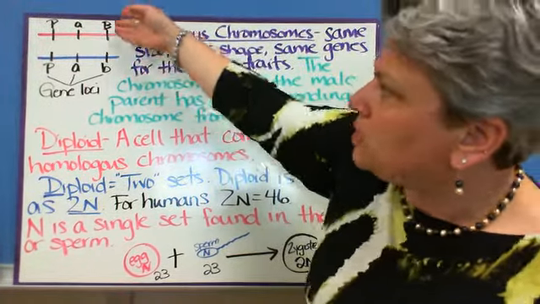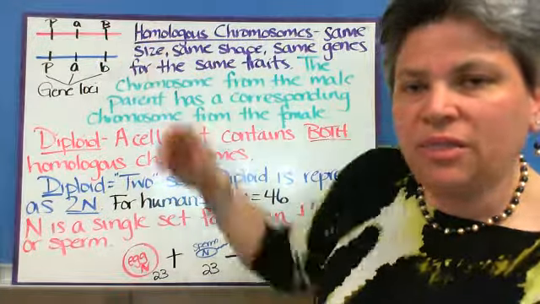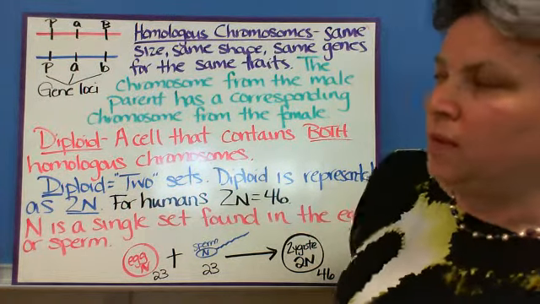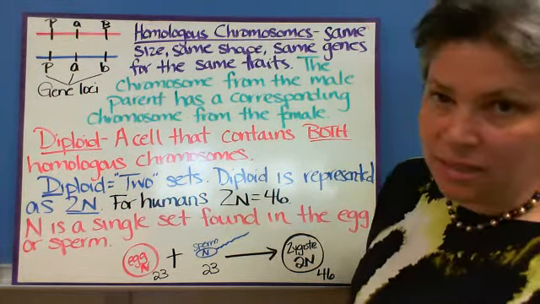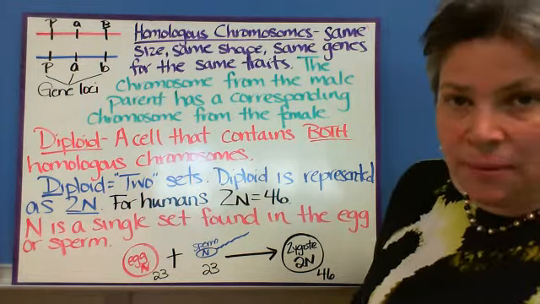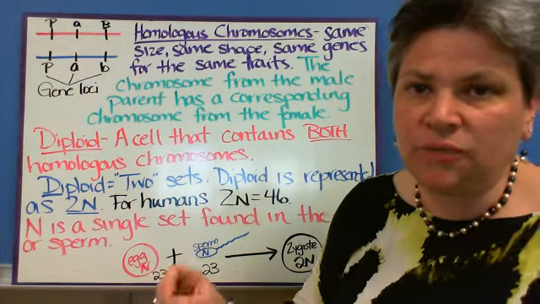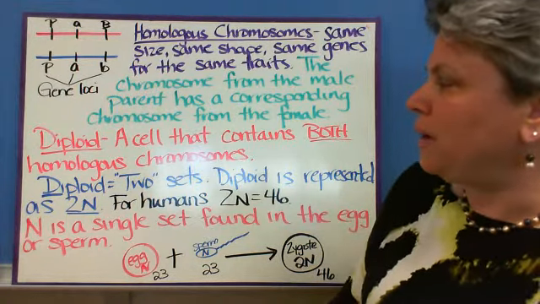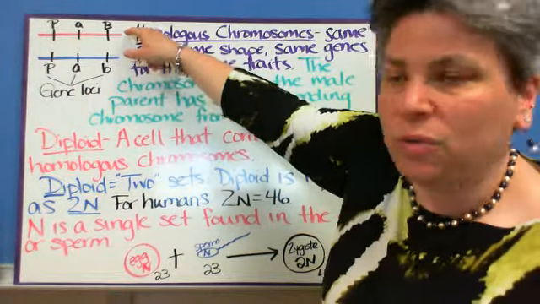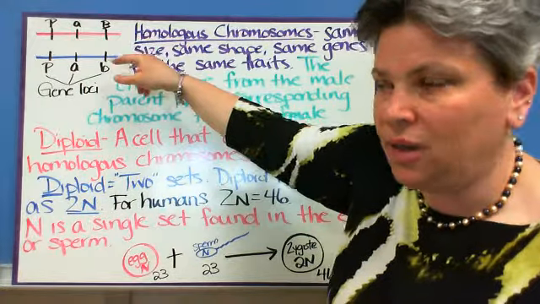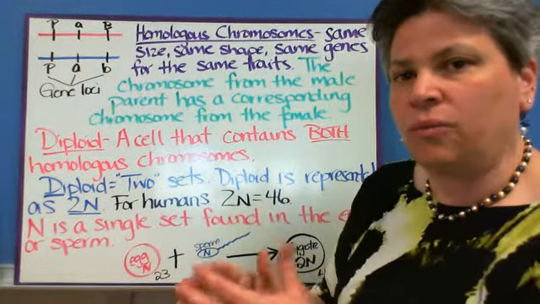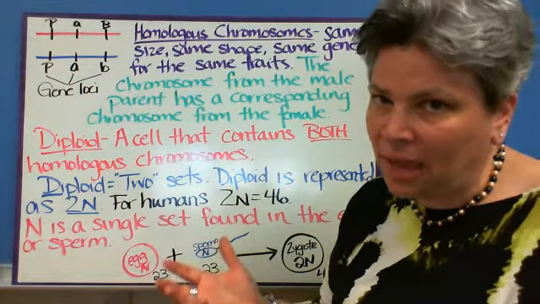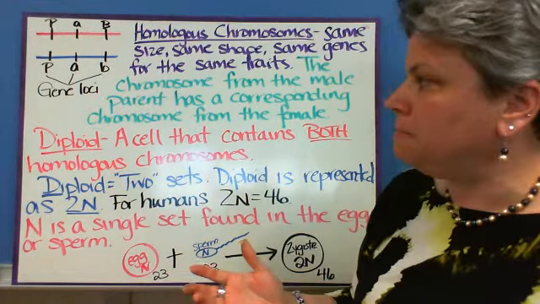So what are we going to call these chromosomes? These chromosomes we refer to as homologous chromosomes. In other words, they're the same size, they're the same shape, and they have the same genes for the same traits. The chromosomes from the male parent has to correspond to a chromosome from the female parent. You get one of each chromosome from both parents. So whatever you get from one, you have to have a matching copy from the other parent.